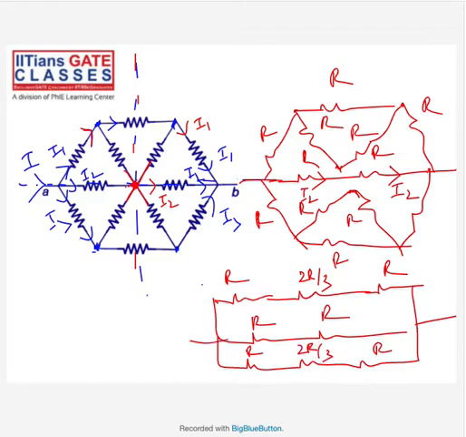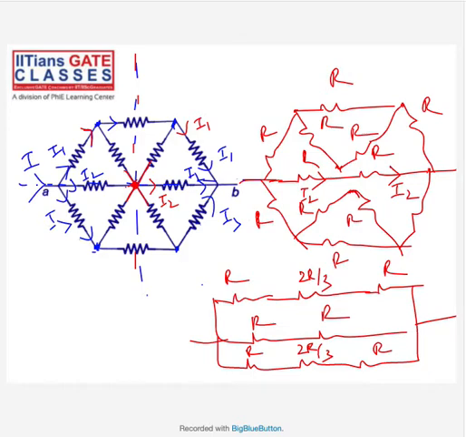Understood? So this is 2R, R and R in series, and 2R and R in parallel is 2R by 3. Here also the same, 2R by 3. There is resistance here and here. Here only R and R are there. This is how you get it. So this is what you will get.